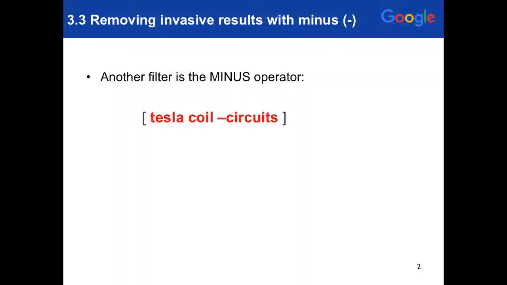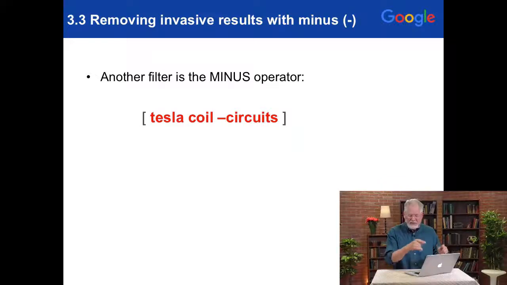Now, like site colon or like file type, this is a way to modify the query to be more precise, to zoom in on just what it is you want to find. Here's an example. So imagine that you're still on this Tesla coil kick. So you might imagine doing a search for Tesla coil, but you don't want to see anything about circuits. You do a query like this one, minus circuits.